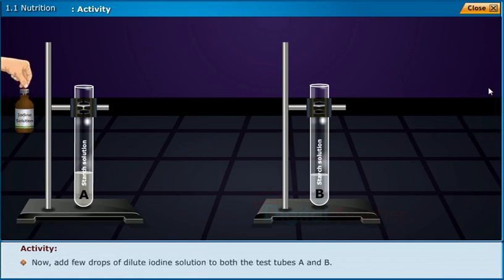Now add a few drops of dilute iodine solution to both the test tubes A and B.